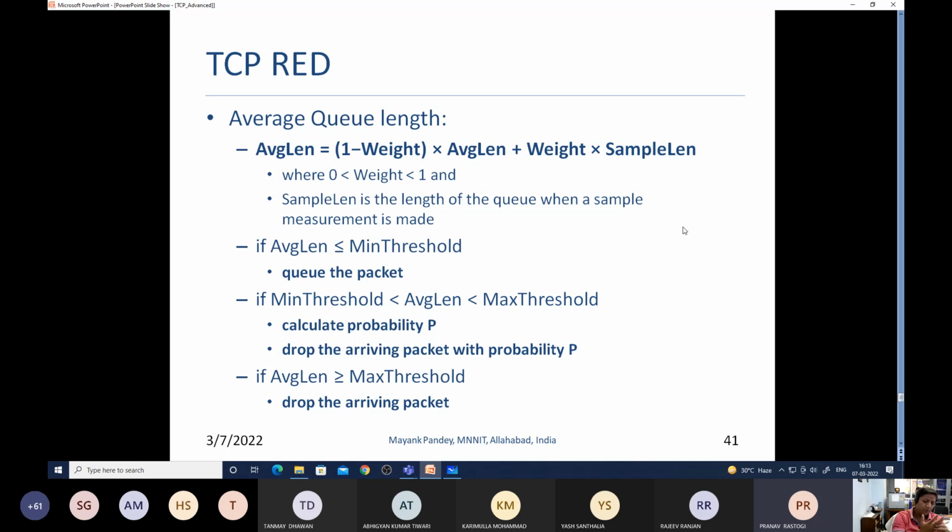Everywhere, if you want to estimate or predict anything, there would be a running average and mathematics. Average length equals (1 minus weight) into average length plus weight into sample length, where weight is between 0 and 1, some constant, where sample length is the length of Q when a sample measurement is made.